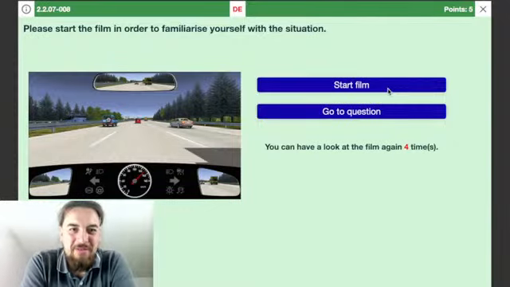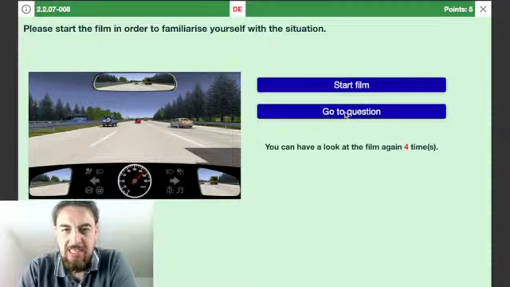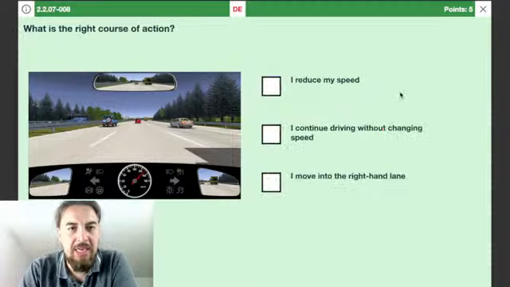Okay, you know, I'm a driving teacher, and I have to tell you that this is not only a thing in the theory exam. This happens quite frequently when you're really driving. So let's pay attention to that one. What is the right course of action? I reduce my speed. I continue driving without changing speed. I move into the right-hand lane.